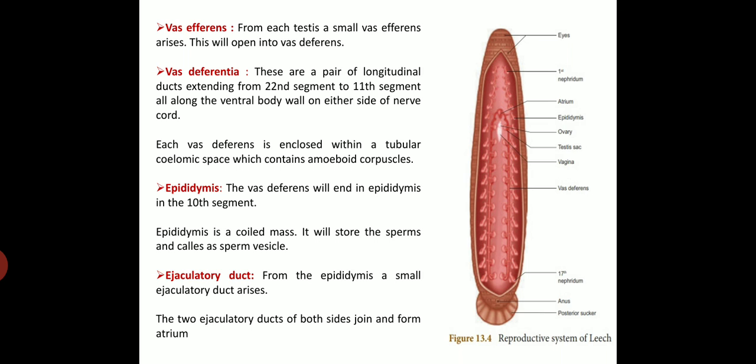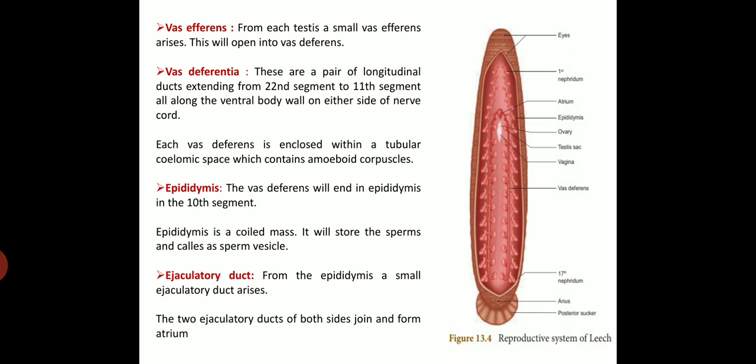Next it is the vas deferentia. These are a pair of longitudinal ducts which extend from the 22nd to the 11th segment, all along the ventral body wall on either side of the nerve cord. So this will run like that of the testis sac. They are present from the 22nd to the 11th segment. Each vas deferens is enclosed within a tubular coelomic space which contains amoeboid corpuscles.